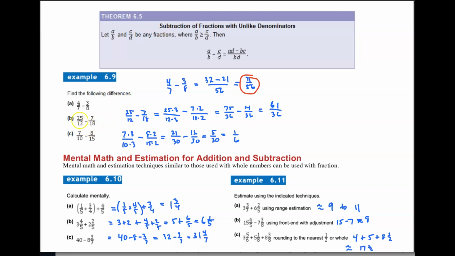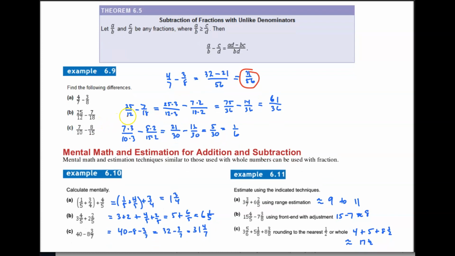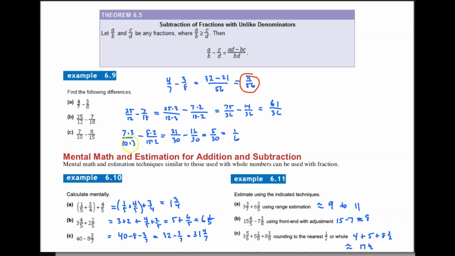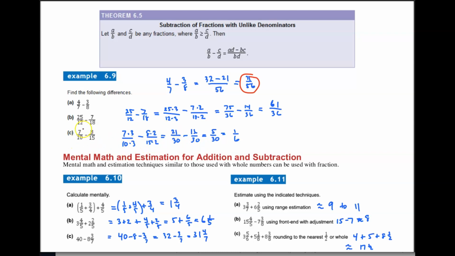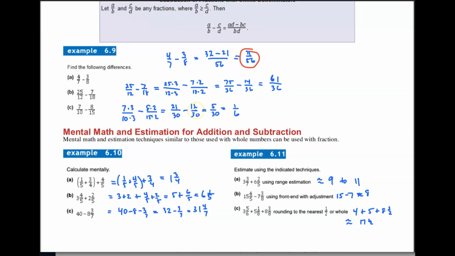You could also do that again here, looking at 25/12. I could find the common denominator. In this case, I know this 36 is a common multiple for 12 and 18. And because of that common multiple, there's your 36. I can see how I can rewrite my fractions. And then you get 61/36. And then for 15 and 10, I know 30 is a common denominator, and then you can multiply the numerator and denominator by the same amount. And so then you would subtract.